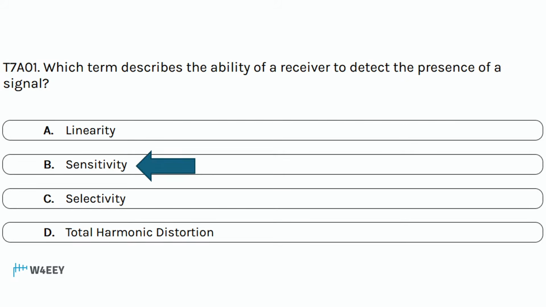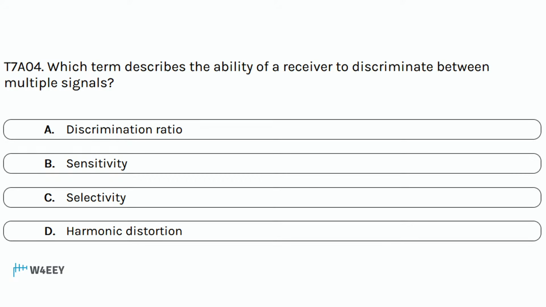Yes, sensitivity describes the ability of a receiver to detect the presence of a signal. I apologize. All right. Which term describes the ability of a receiver to discriminate between multiple signals? Charlie. Yes, selectivity. So we want sensitivity and we want selectivity.